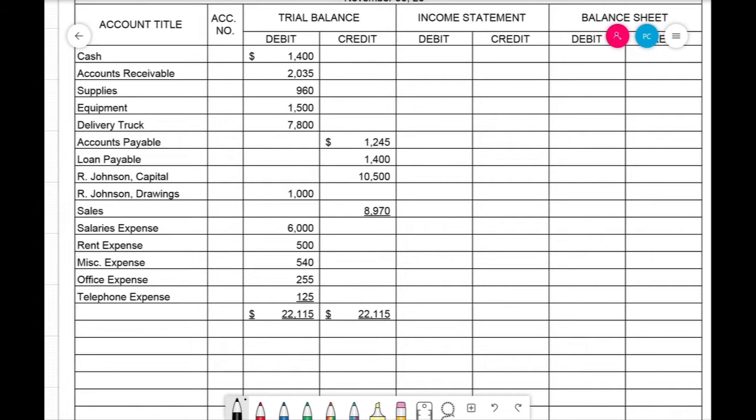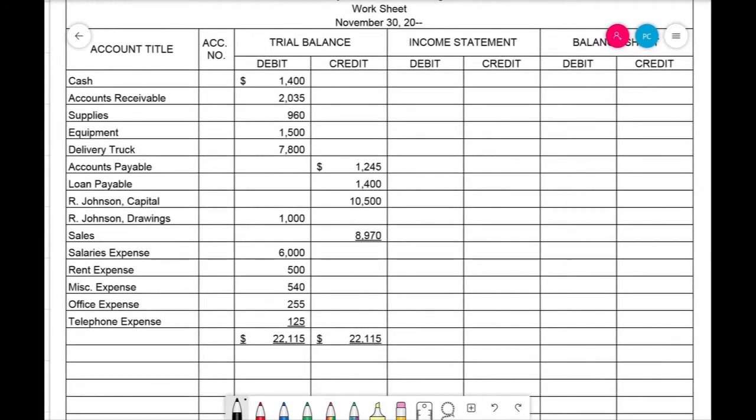All right, let's take a look. So we've got our worksheet here. It's the example you can see on D2L. So first thing you want to do is take the numbers from the trial balance and put them in the proper accounts where they belong. Okay, so I'm just going to move that one out of the way.